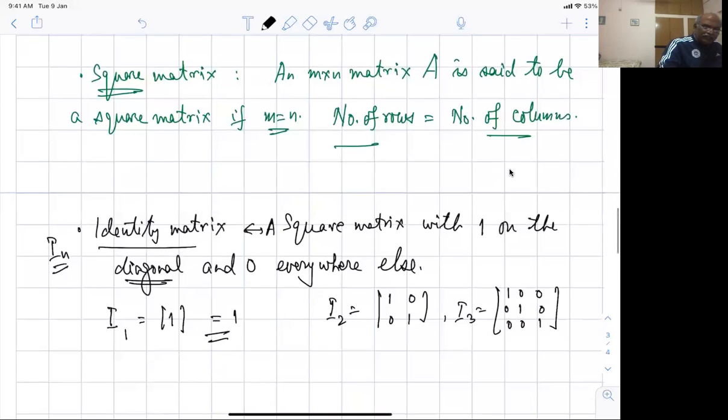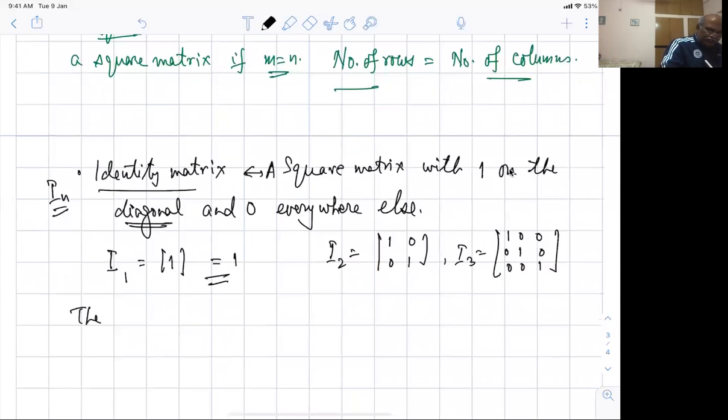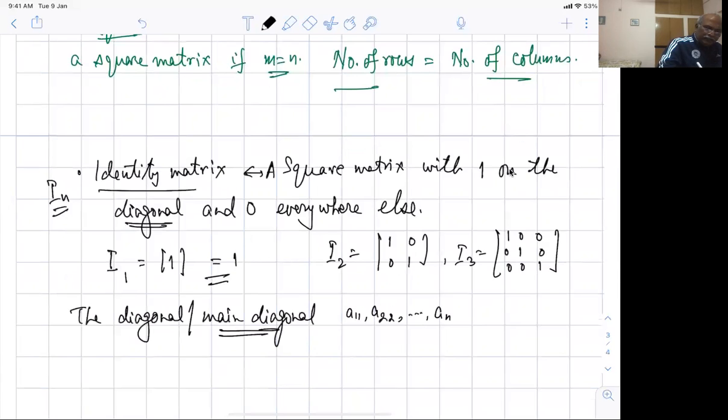So the diagonal of a matrix, or sometimes we use the word main diagonal, all right, is nothing but the entries corresponding to A11, A22 till ANN. All right. So they form the diagonal. All these entries together form the diagonal.